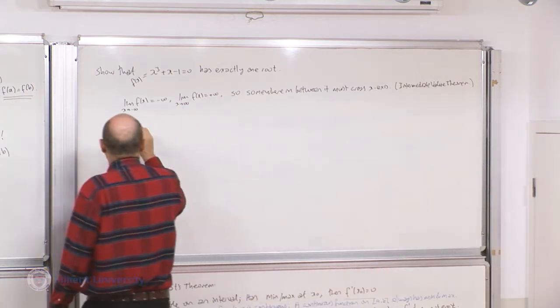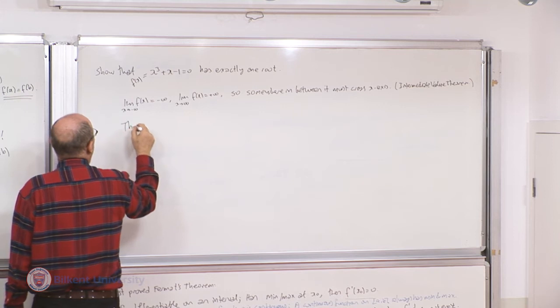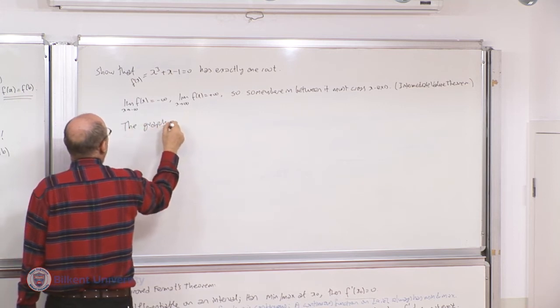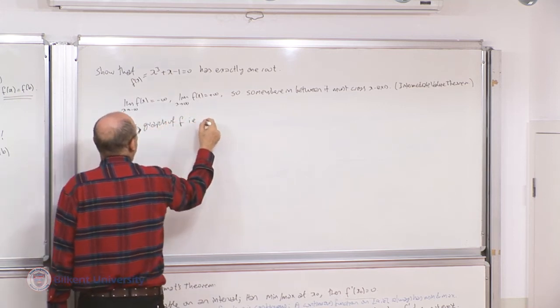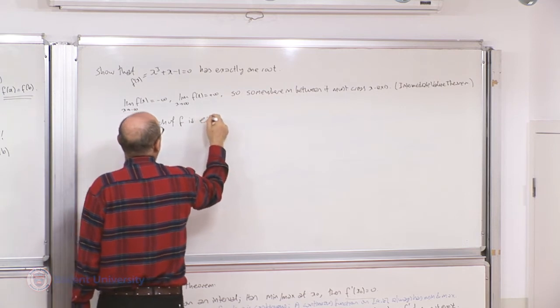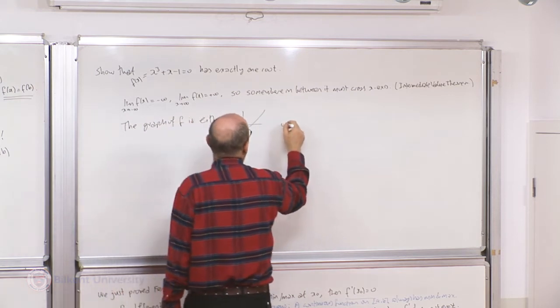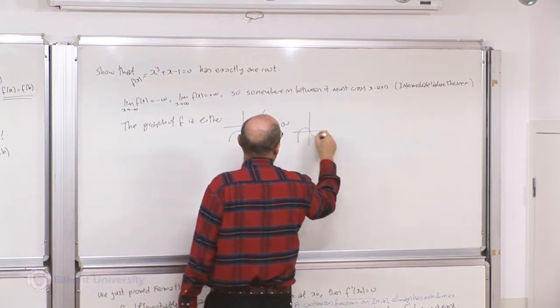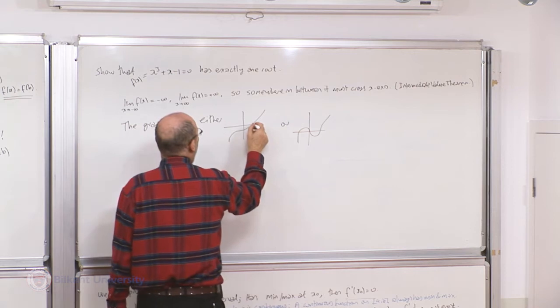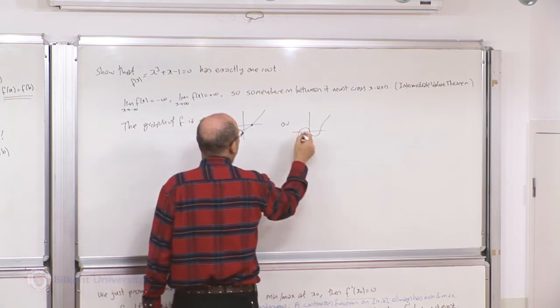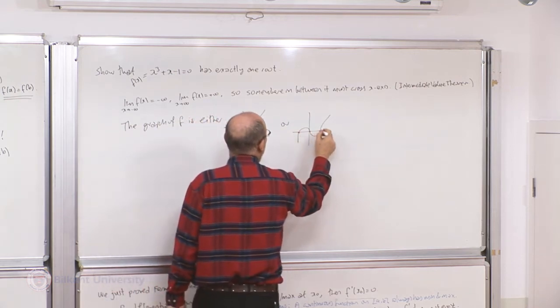It may be like this. The graph of f is either something like this or like this. Here only one root, and here we have 3 roots.